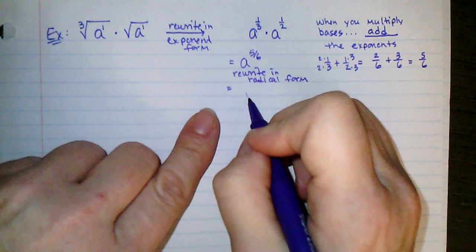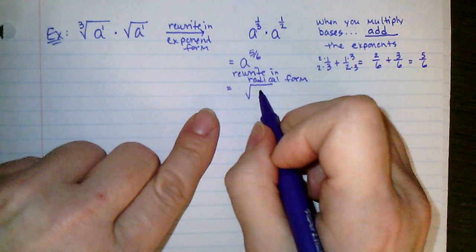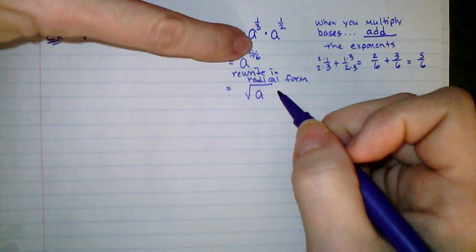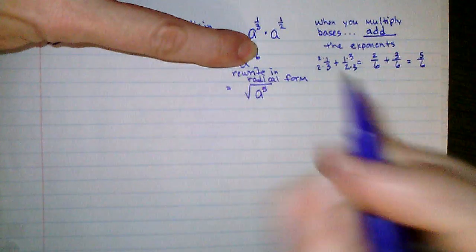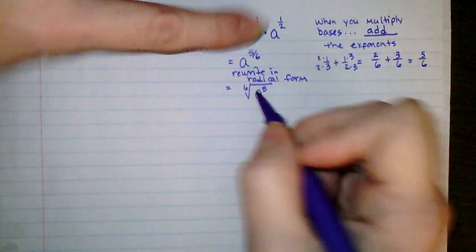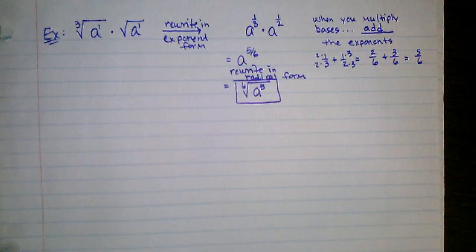So I'm going to have a radical symbol. My radicand is going to be the base of a, and then the numerator of the exponent becomes the power on the radicand. The denominator of the exponent becomes the index of the radical. So this answer would be the 6th root of a to the 5th power.